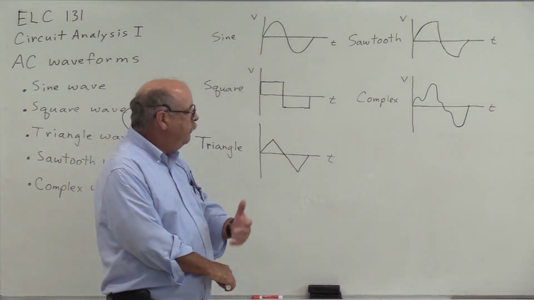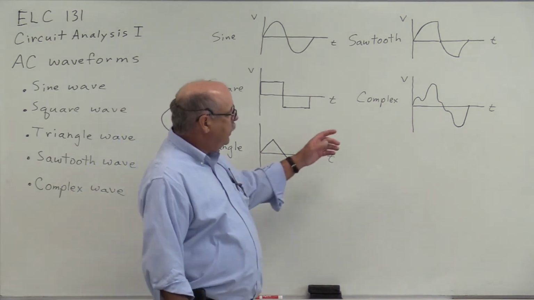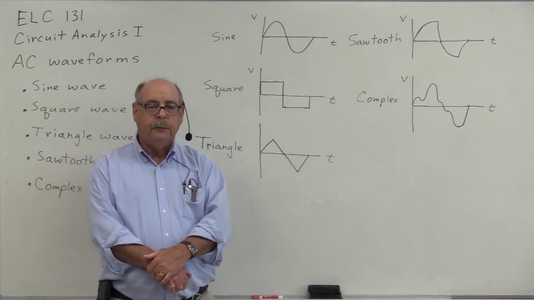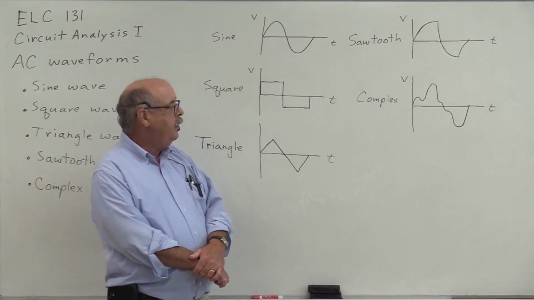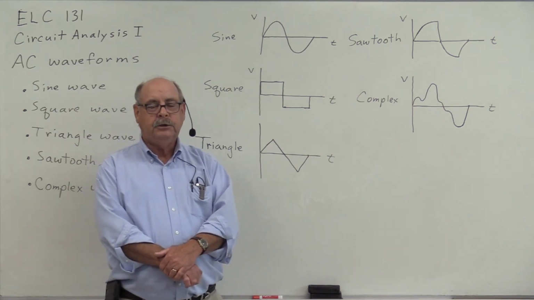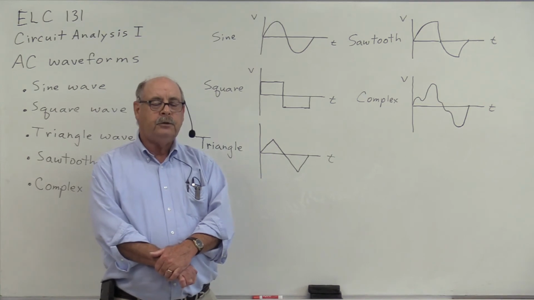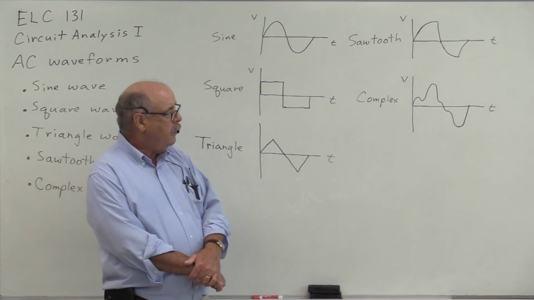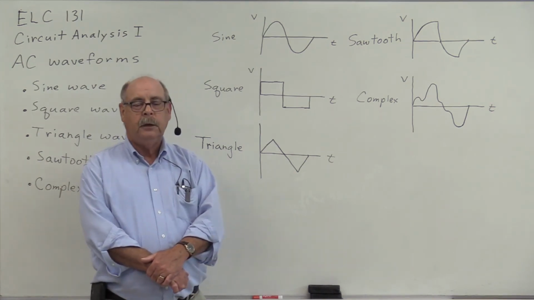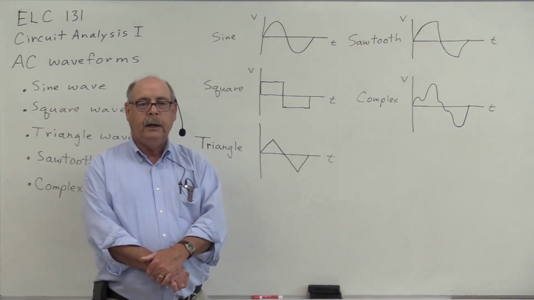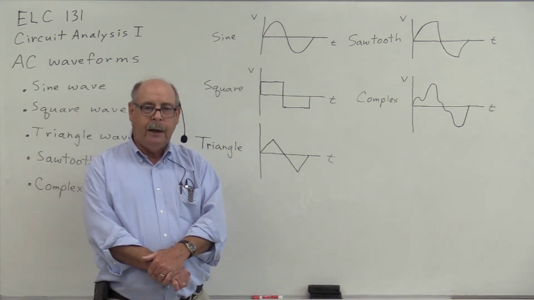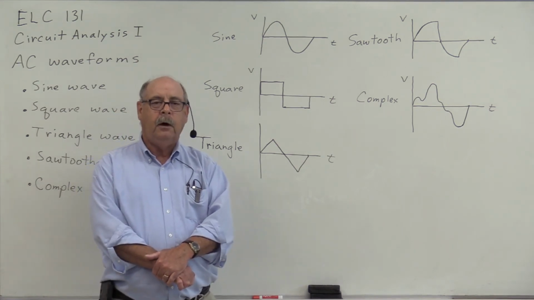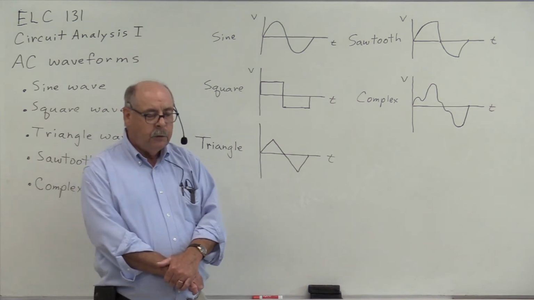And the final waveform or wave shape that I've illustrated here is again referred to as a complex waveform. And this is actually the waveform that is generated when you strike a string on a piano. And we'll talk about these complex waveforms and harmonics and a term called timbre later on in this series of presentations on alternating current.